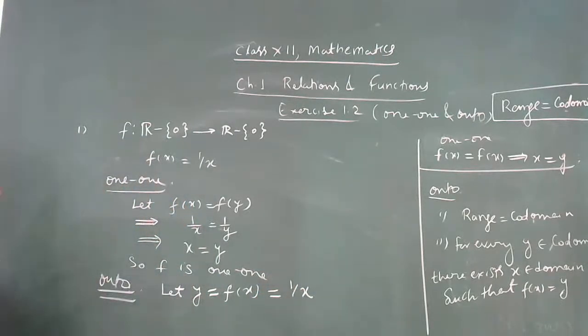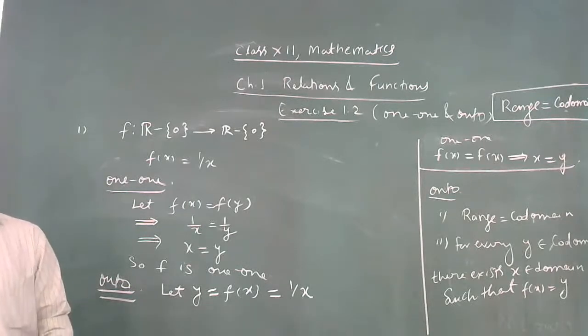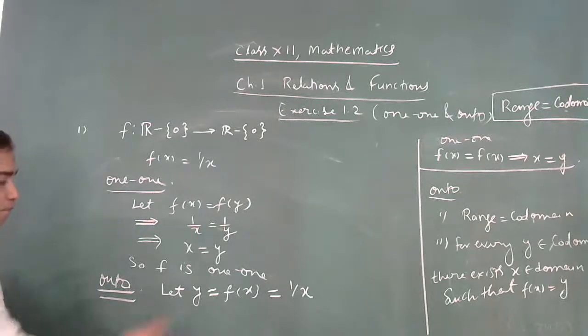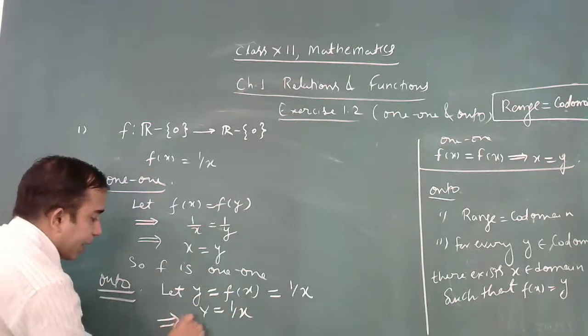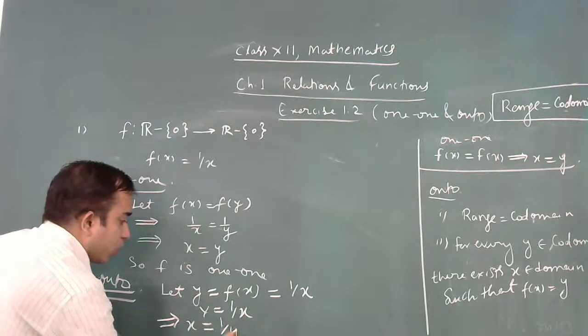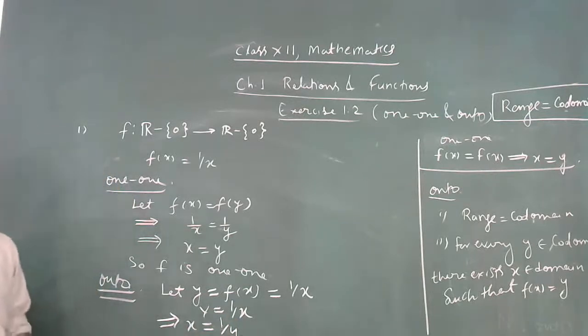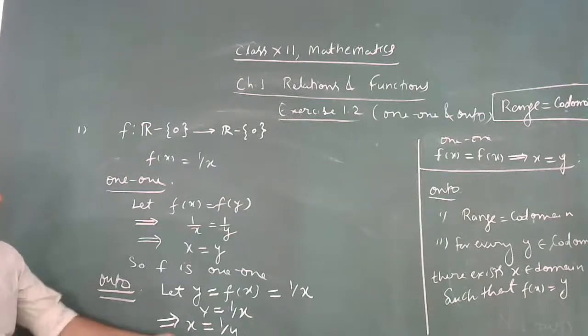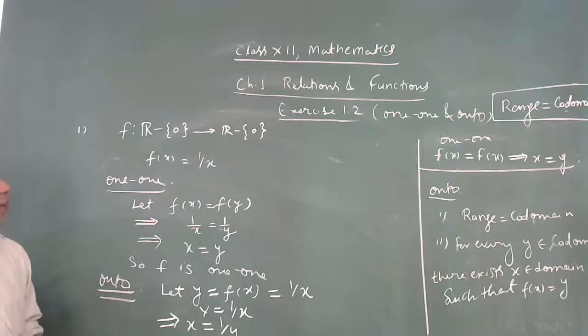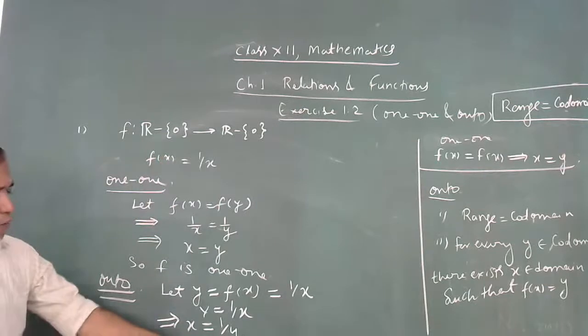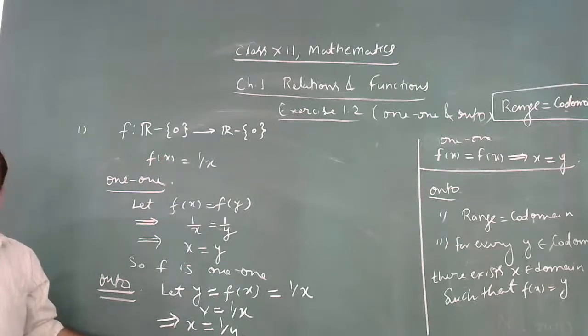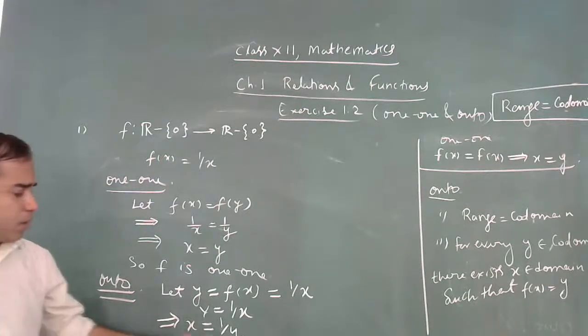Very nice. Then the next step is to express x in terms of y. So y equal to 1 upon x. How to write x in terms of y? I can write x equal to 1 upon y. Right? And now you check that for what values of y this x is real and a member of the domain. What is the domain? This is the domain.